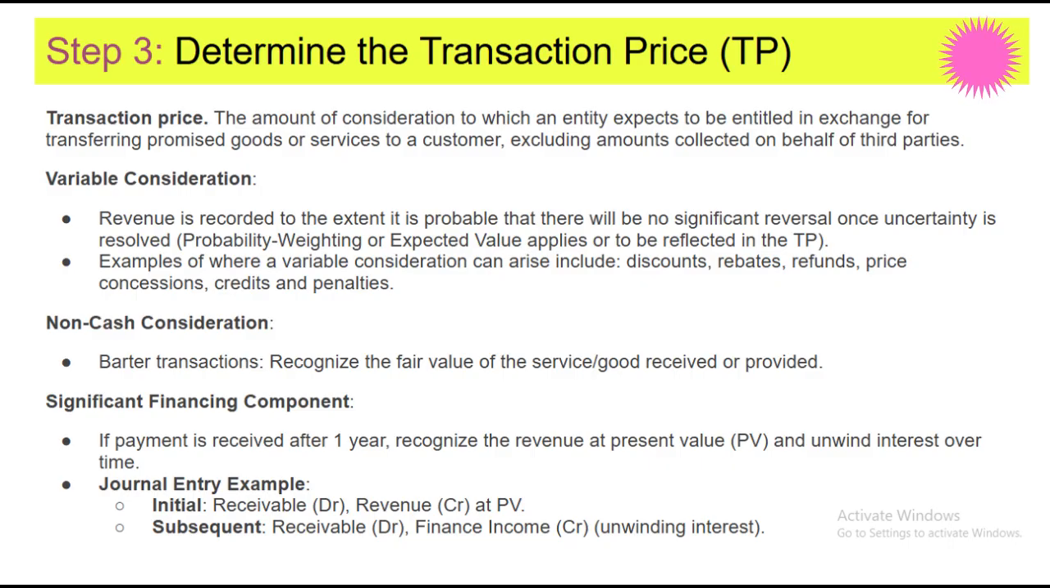IFRS 15 has rules for that, doesn't it? Oh, yeah, it does. Companies can only recognize revenue if it's highly probable they won't have to reverse it later. So if there's a chance of a discount or refund, you can't count your chickens before they hatch. Makes sense. Prevents companies from inflating their revenue with sales that might not actually be worth the full price.